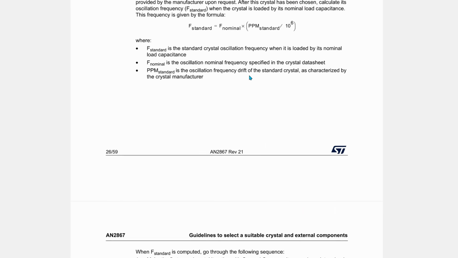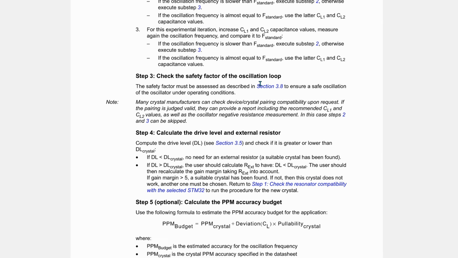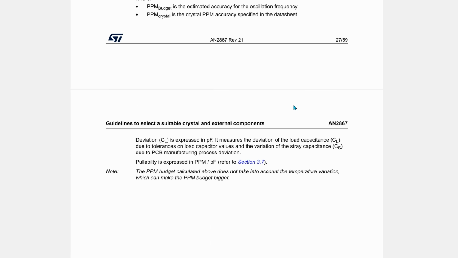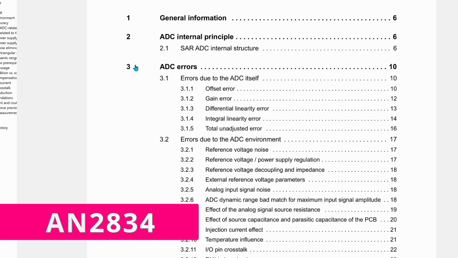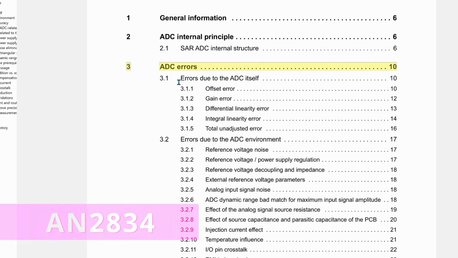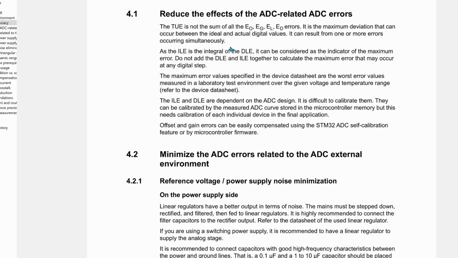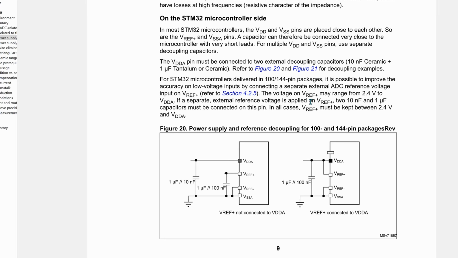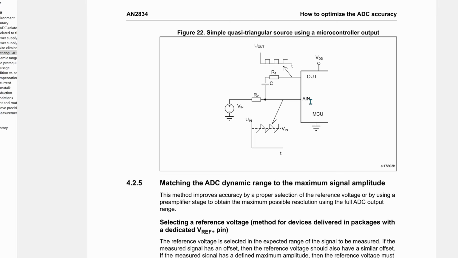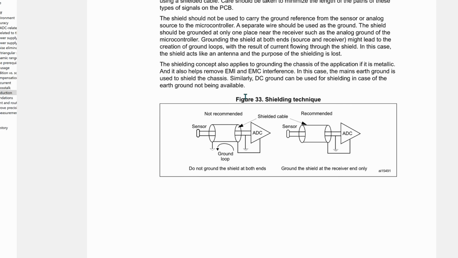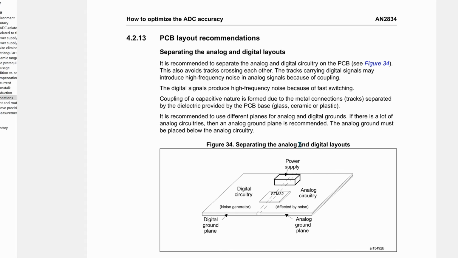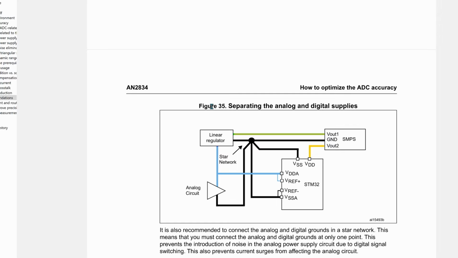There's a good step-by-step guide for selecting an oscillator. AN2834 discusses potential ADC issues. It also provides methods for improving ADC accuracy. It also provides a diagram for proper sensor shield grounding. It also provides a PCB grounding diagram and recommendations for connecting analog and digital grounds.